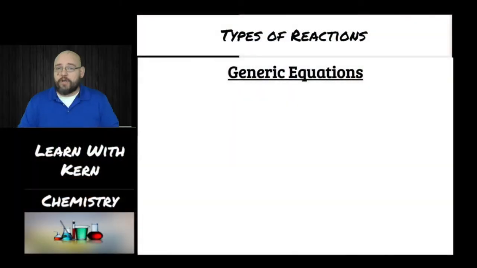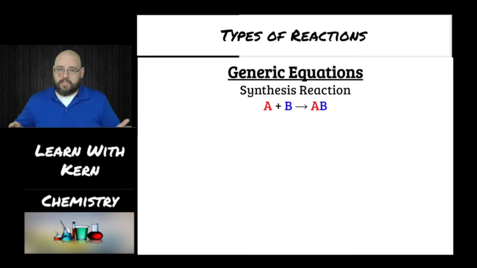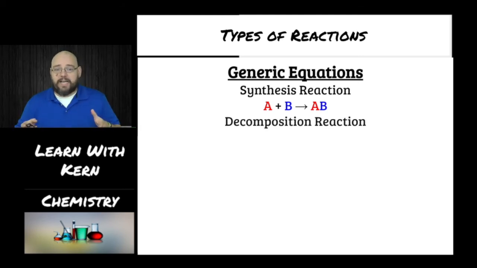So the generic equations are something you need to recognize. Generic equations for these types of reactions show us just letters, not dealing with any actual compound, but showing us what the reactions look like. So for a synthesis reaction, you have two reactants coming together to form one product. So the generic equation is A plus B yields compound AB. That's pretty simple.